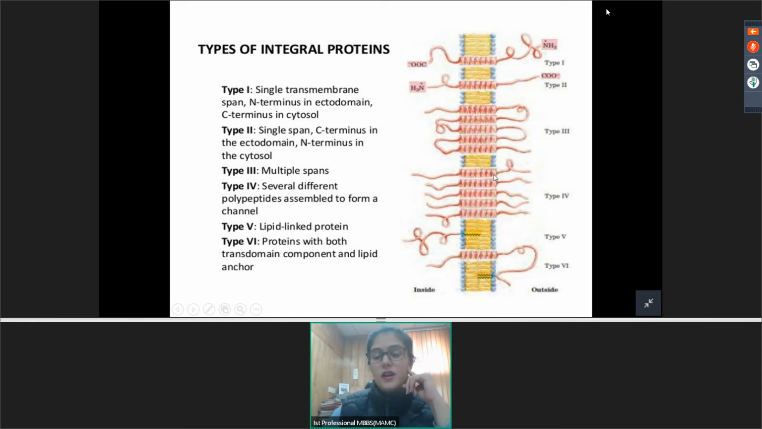Type 4: in this, you have different polypeptides which come together. All of them have alpha helical segments and they span the membrane multiple times. But in type 3 it was a single polypeptide, and here there are different polypeptides which have come together. Type 5 are lipid linked proteins. You can see this is an anchor. And type 6 have anchors as well as a transmembrane domain.